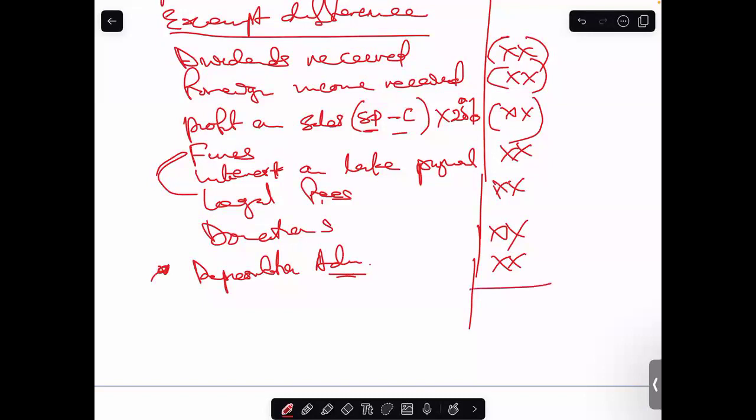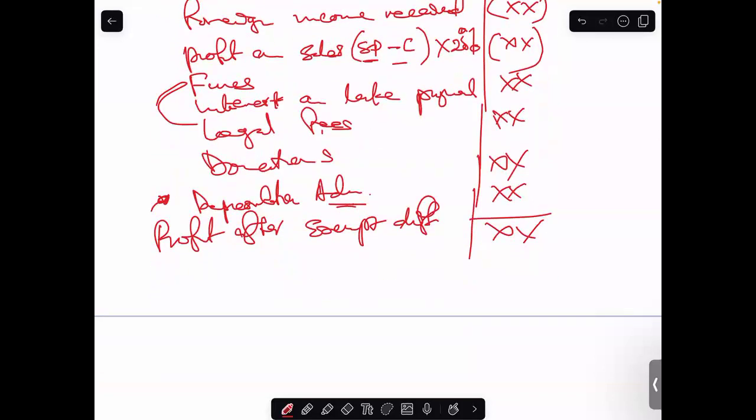Then after that, we have our taxable profit after exempt differences, which we call profit after exempt differences. We put our profit here. Then after this, we calculate what is called movement in temporary differences. We talked about temporary differences last week. We said the temporary difference is a result of what?